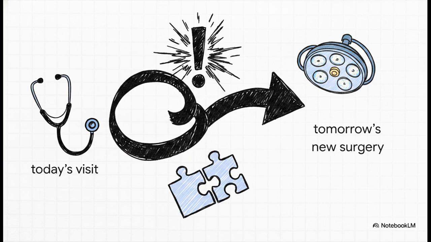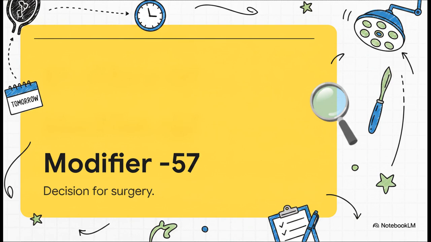If you thought our coding work was done for today's visit, we have to remember the very end of our timeline. Think back to day 7. That ultrasound didn't just give us a diagnosis of cholecystitis, it resulted in a massive clinical decision. The patient is scheduled for a brand new surgery tomorrow. And because of that upcoming surgery, today's coding just got a whole lot more complex. We are actually going to need a second modifier on today's visit. Let's see how this builds on our current scenario with Modifier 57.